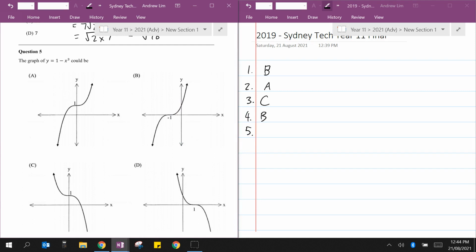Question 5. The graph of y equals 1 minus x cubed could be, well, we know that x cubed looks like that, so minus x cubed has to look like this. And because it's going up 1, so originally it'll look like that, but it's going up 1, so it's going to look something like this. Let's see.